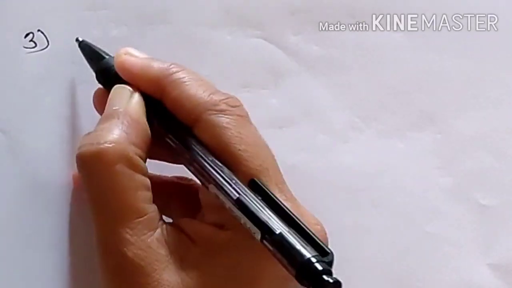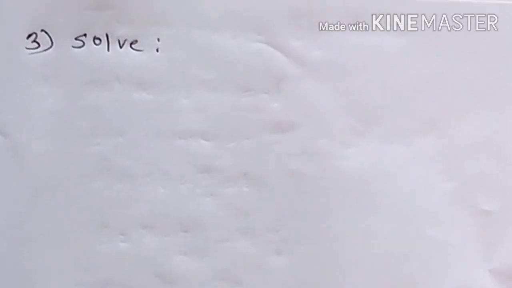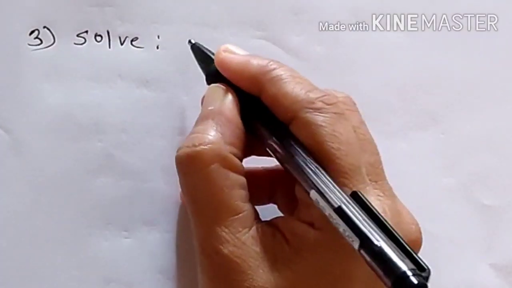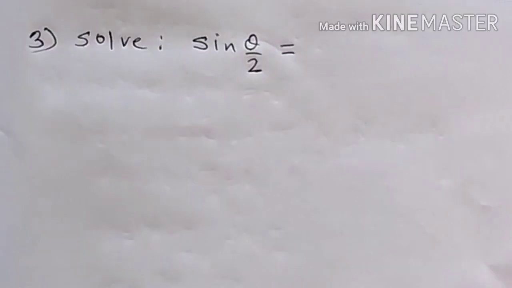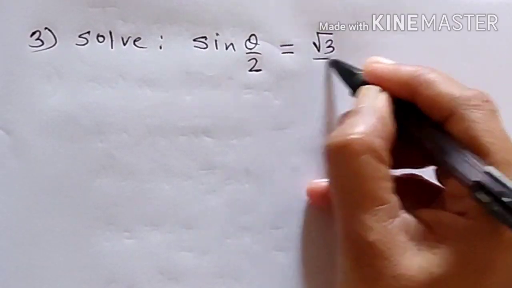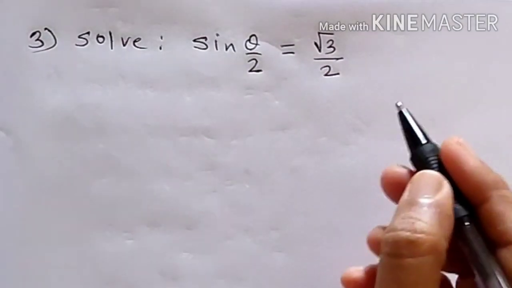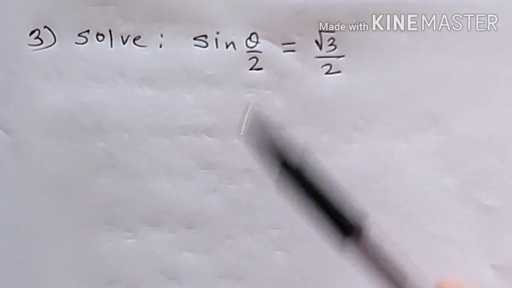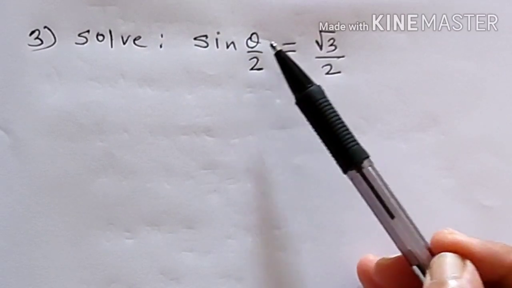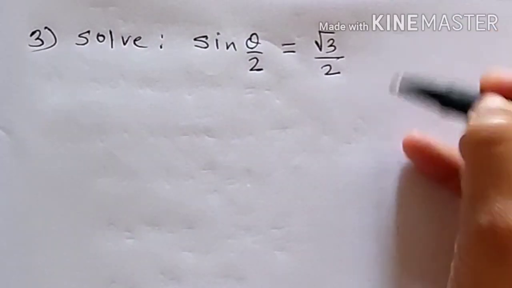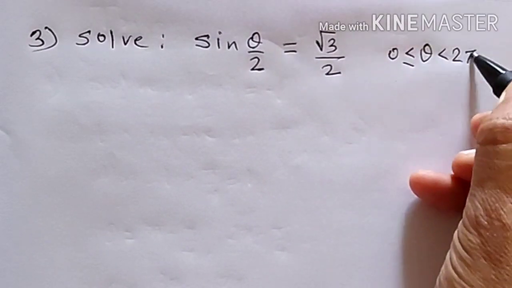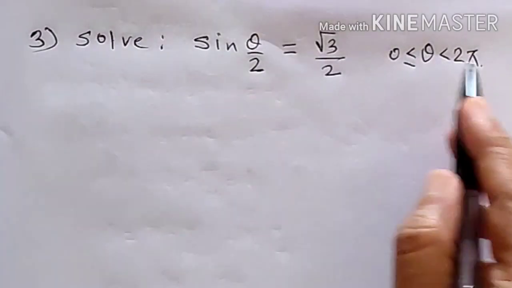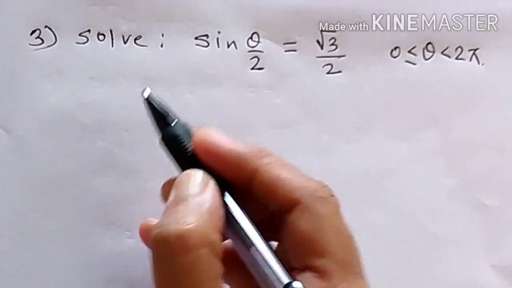Next, now let's consider multiple angles. Suppose we have this equation, solve sin theta by 2 equal to root 3 upon 2. We want to solve this equation, that means we want to find the principal solution for theta. So we know that theta lies between 0 less than or equal to theta less than 2 pi. We want to find principal solution, so theta should be between 0 to 2 pi.